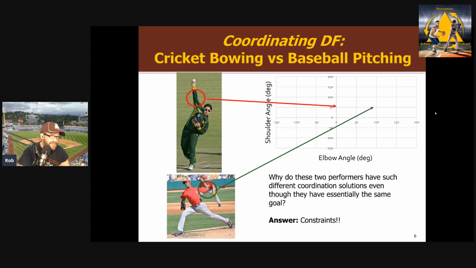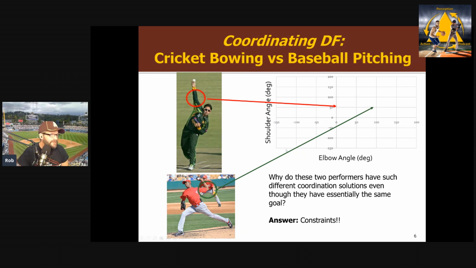So the question we want to ask, and how we can understand the role of constraints, is why did these two performers, even though their goal is pretty close to the same, right? They're both trying to throw a ball so it makes it difficult for a batter to hit it. So why do they come up with such different solutions, right? And the answer is constraints.